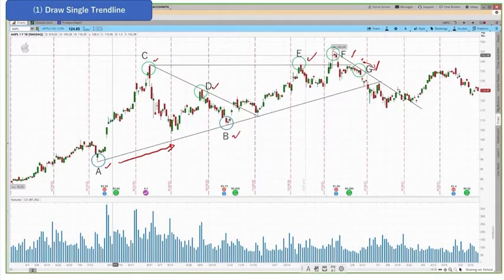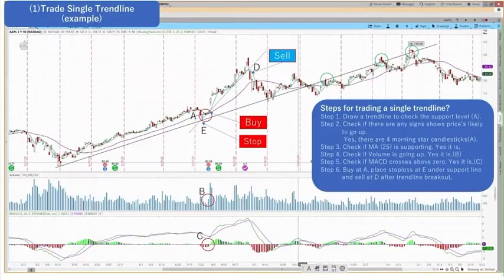So this is the very basic way to draw trend lines. So please do it yourself and practice more. Then we'll see how to trade single trend lines.